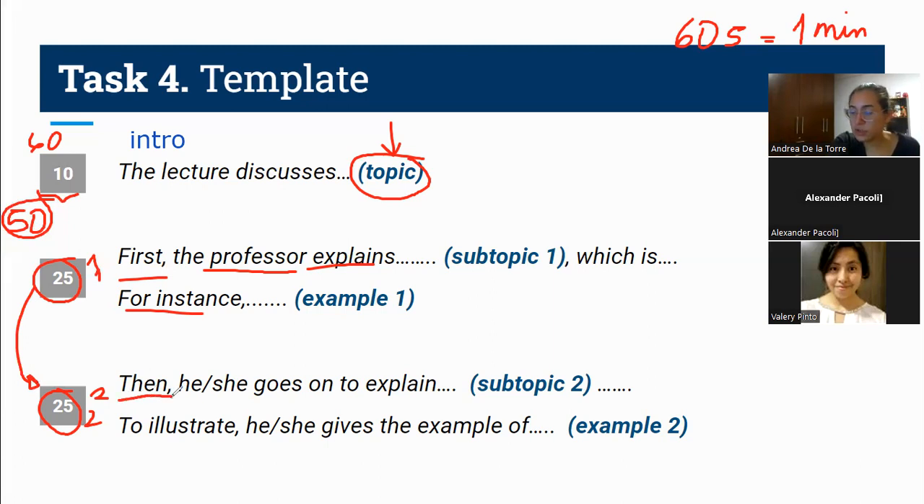You have your transition. Another thing, and this is the same as we were saying before, although this is not really necessary, but make sure that you always write down the pronoun of the professor. In this case, it was a female professor, so we're gonna say she. So we say then, she goes on to explain features, which are the extra characteristics and so forth. To illustrate, she gives the example of cars, and then you explain the example. Okay? So that is a template.